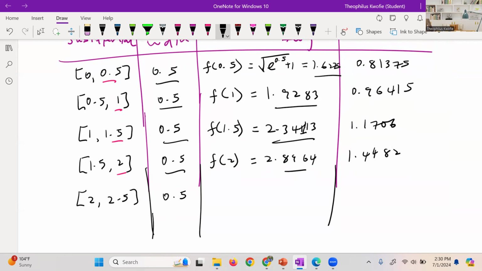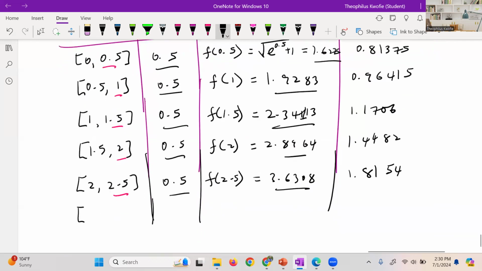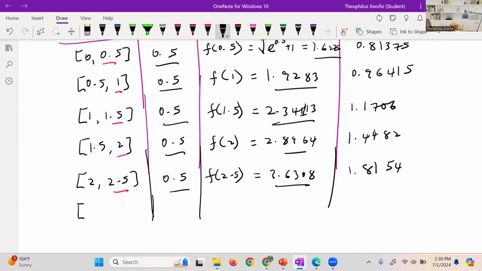So the width will remain the same. And as usual, the right endpoint, we plug in, and that should give us 3.6308. Then we dot this and that should give us 1.8154. Then we pick the last interval, and that should give us 2.5 to 3.